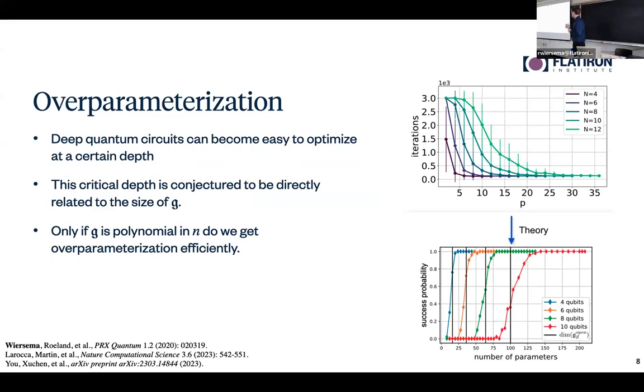Then also overparameterization, which is the other side of this. This is something that I worked on in my PhD, the opposite phenomenon: if you have polynomially sized dynamical Lie algebras, then you can very efficiently train these circuits. That's ideally the regime that you always want to be in. So it again goes to this point, it's good to know when these things are polynomial.